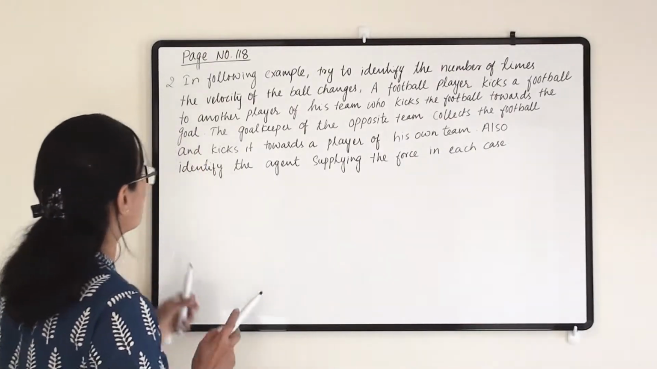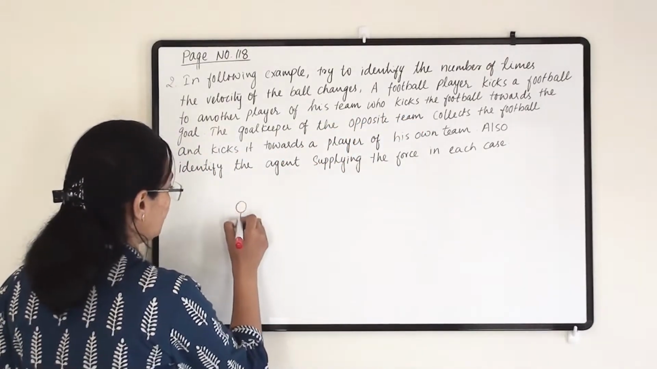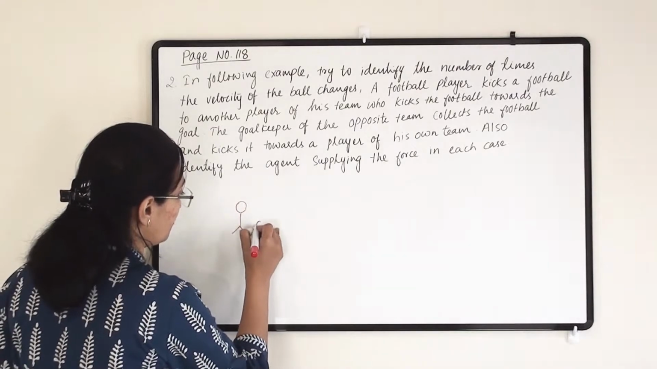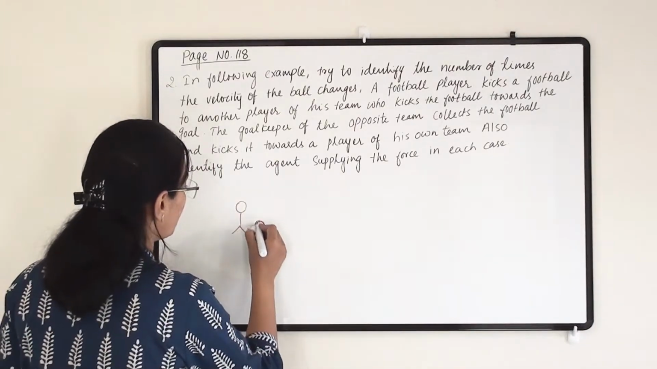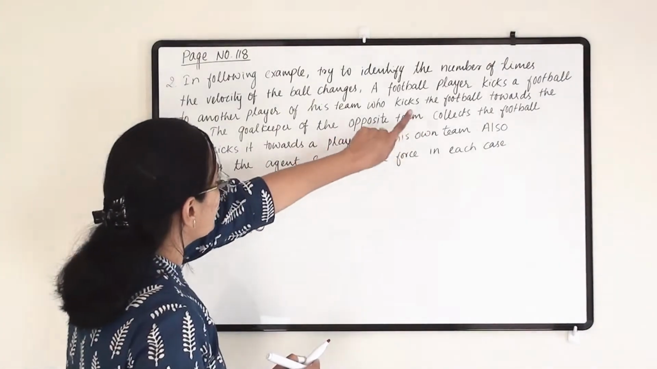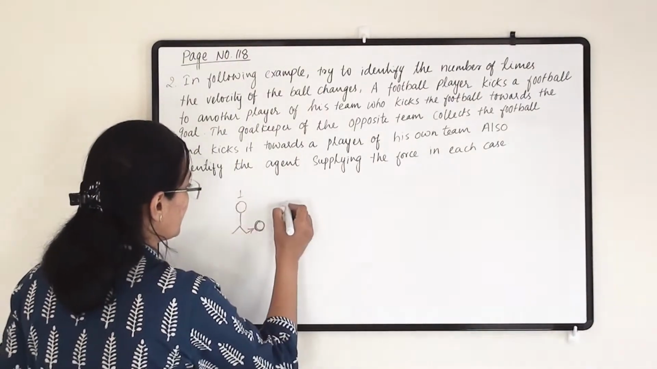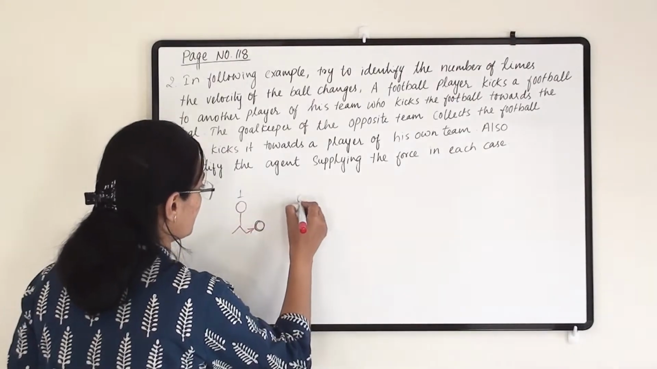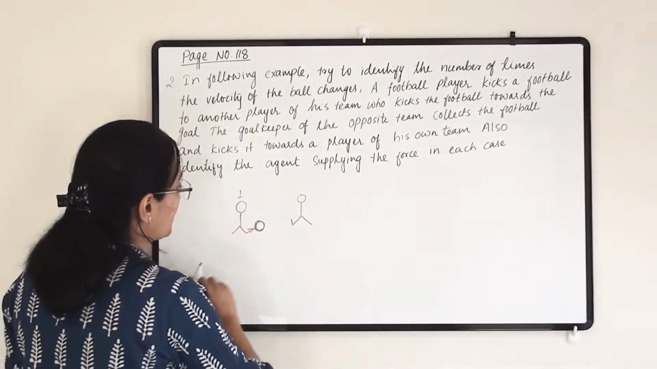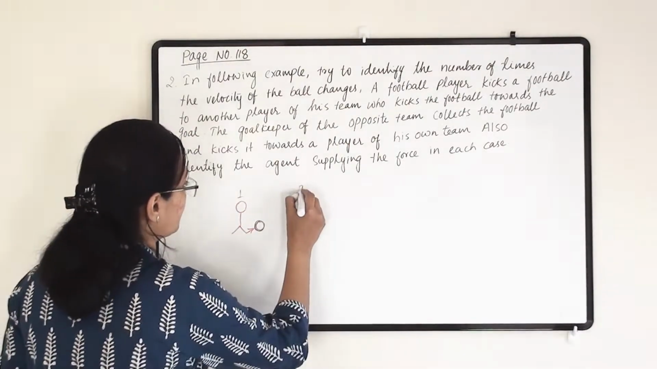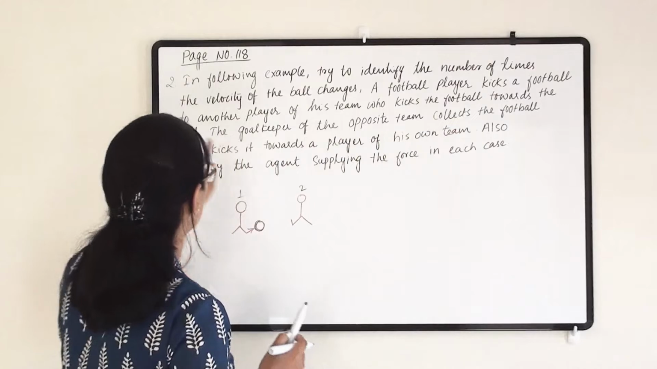Let us understand this situation, that a football player kicks a football. So this is the first football player who kicks a football, right? He is kicking this football. This is a ball. He kicks this ball to another player. So this is player number 1. Now this is another player, the second player, and he is kicking towards this second player. Another player of his team then kicks the football towards the goal.